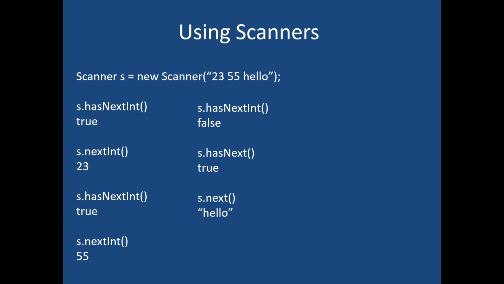So you said that when we say next integer and it gives you that 55, it basically takes it away from the original. Does the same apply to has next integer? Now, hasNext and hasNextInt don't modify the scanner at all. They just tell you what's coming up. It's when you call nextInt or next that the scanner is modified.